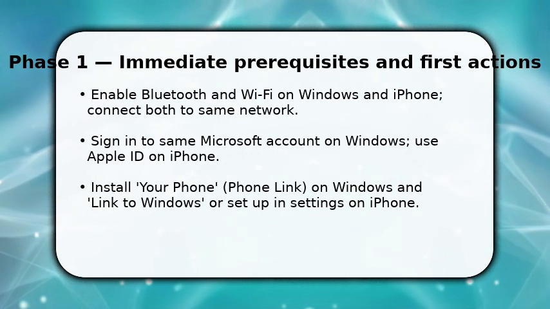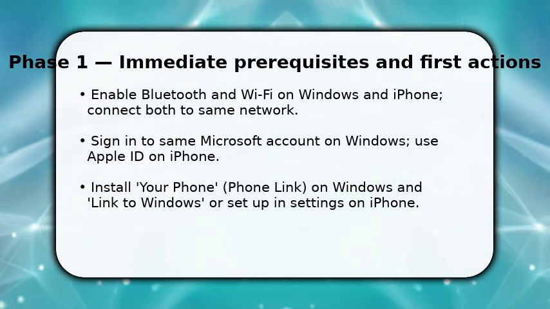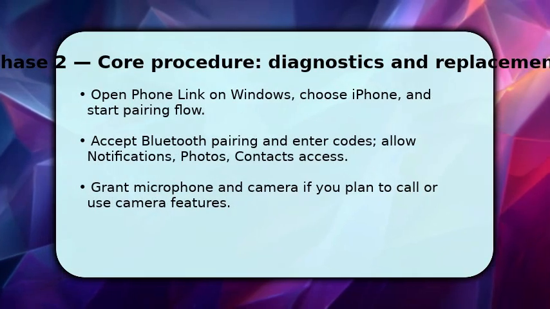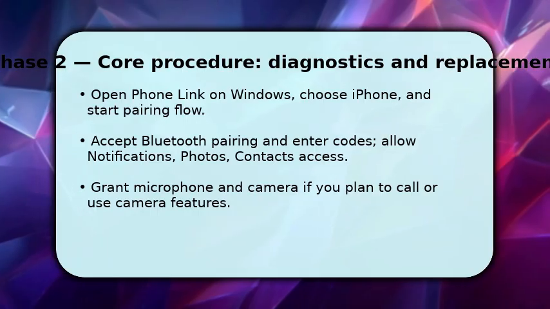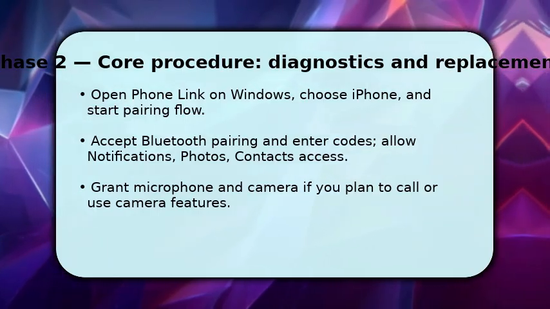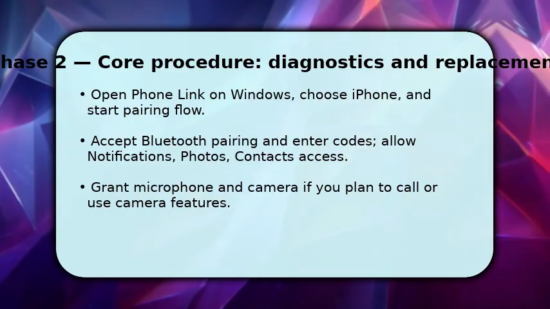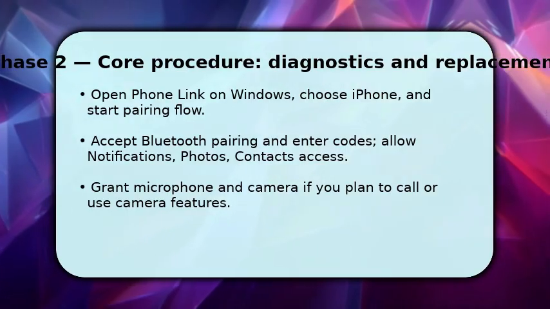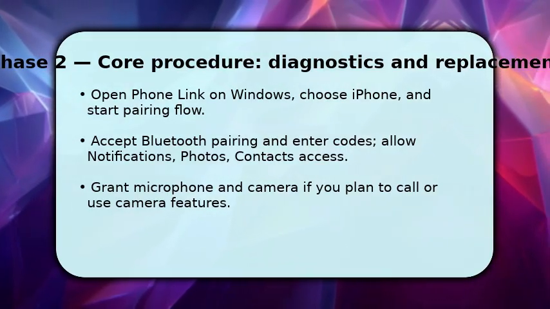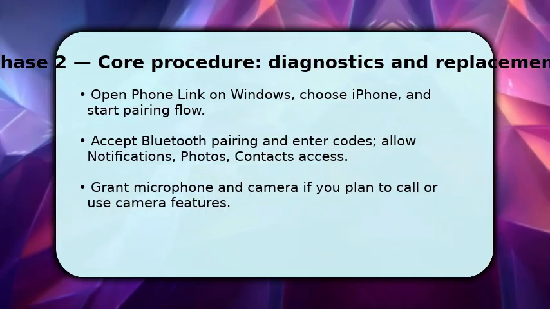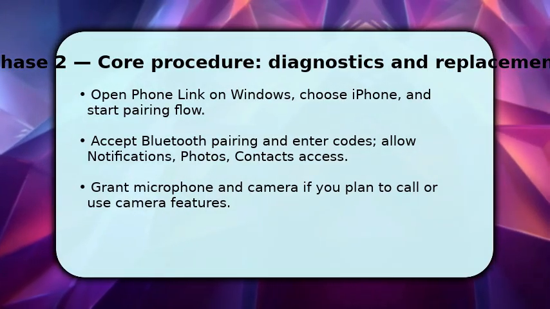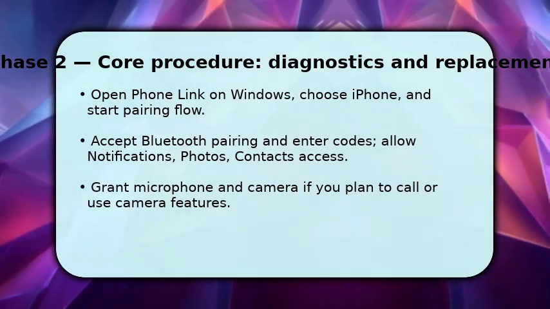You continue by actively pairing the devices. On Windows, follow the Phone Link prompts, choose iPhone and begin pairing. When a code appears, compare it on both devices and accept via Bluetooth. This prevents wrong connections. Make sure to grant permissions on the iPhone for notifications, photos, contacts, microphone, and camera as prompted, because those permissions enable messaging, file transfer, and calling. Once granted, the apps will sync; if any permission is blocked, they won't.